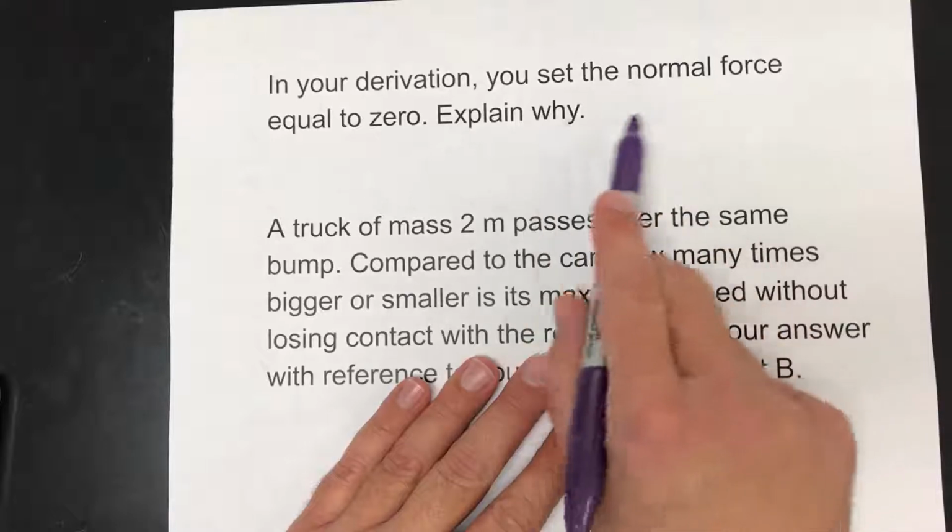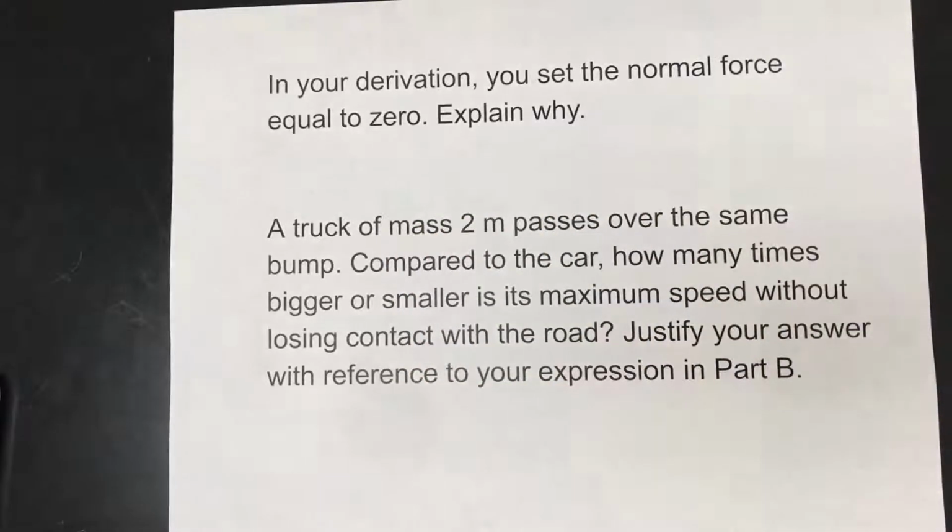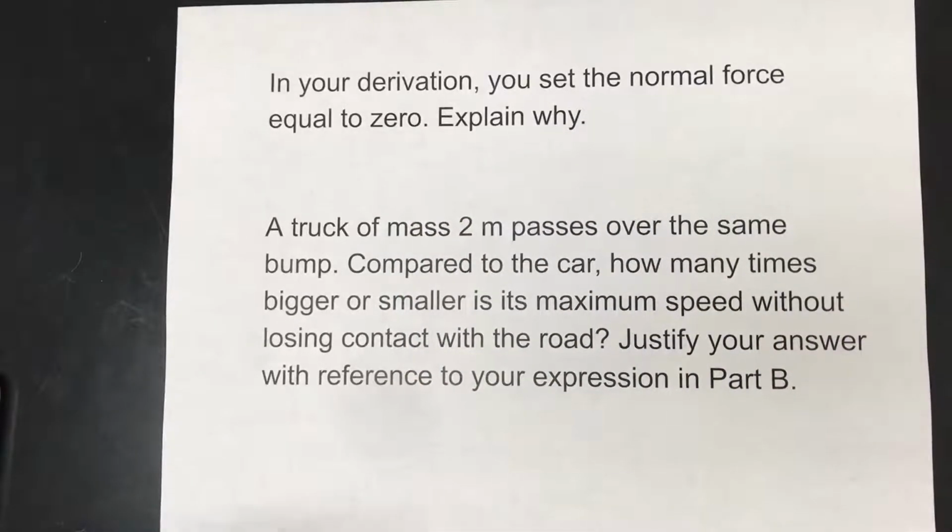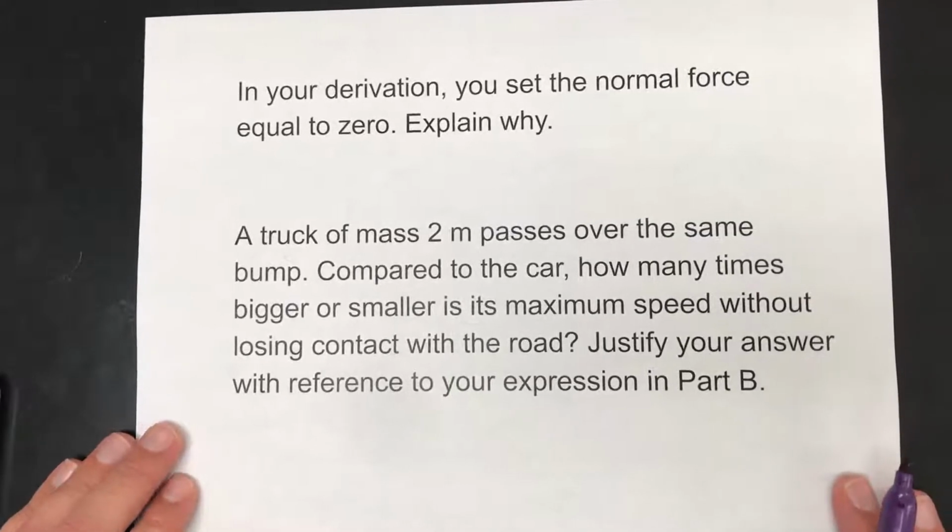In your derivation, explain why the normal force was set to be zero. Well, we already talked about that, because if you go too fast, gravity won't be able to supply the centripetal force to keep you on the hill, and you'll fly off the hill, and there can't be a normal force if you're not in contact with it.